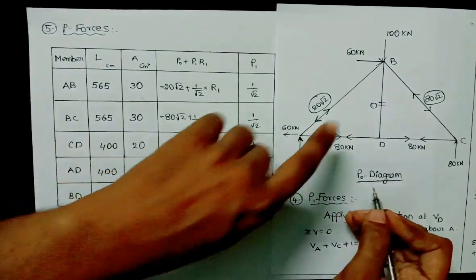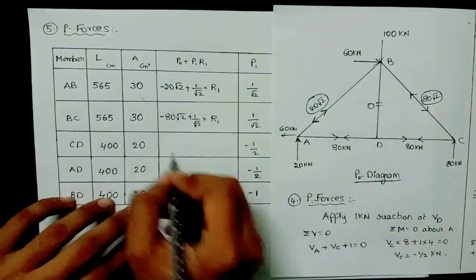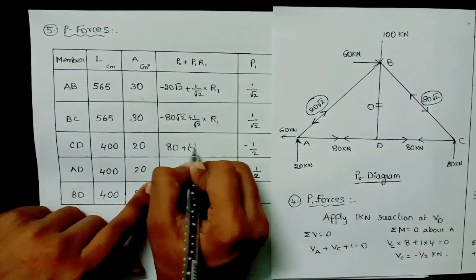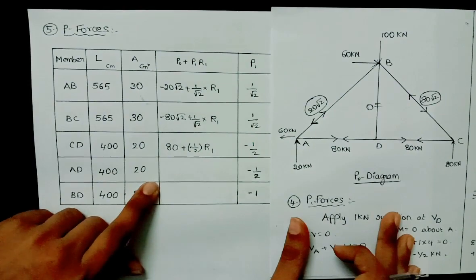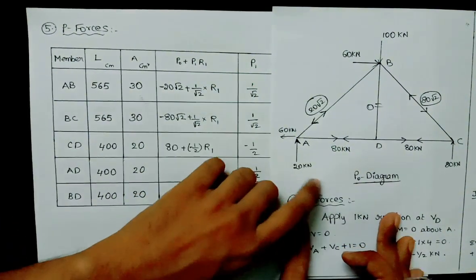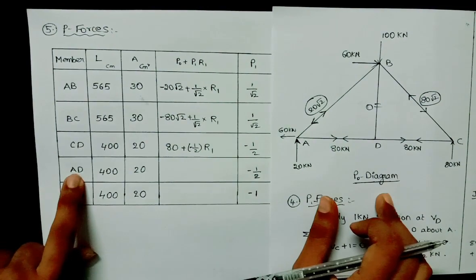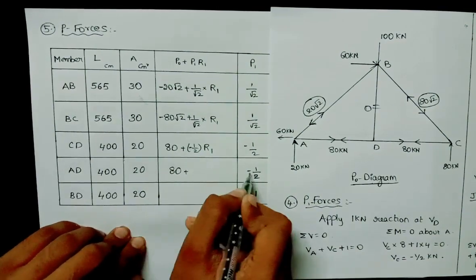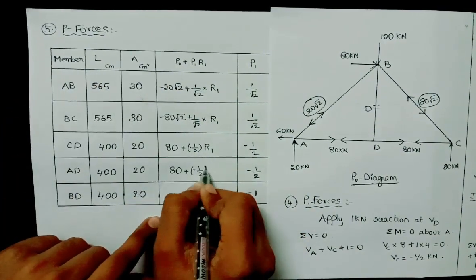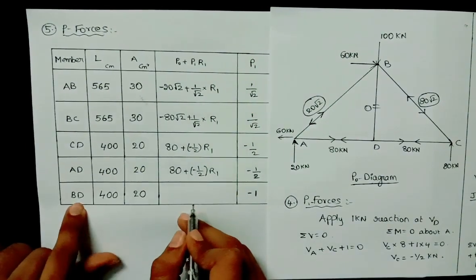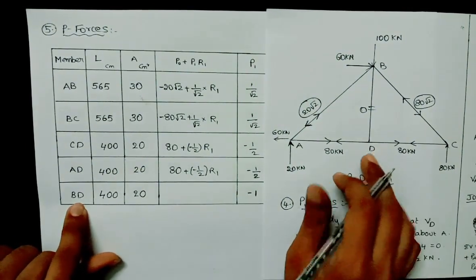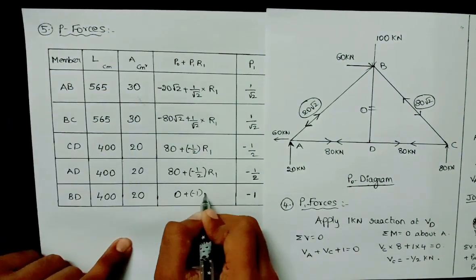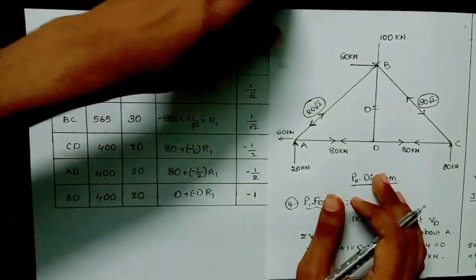For the member CD, it is 80 kilonewton tension, so positive value 80 plus the P1 value, minus 1 by 2 into R1. The P0 values are obtained from the P0 diagram. Similarly for the member AD, 80 kilonewton tension, 80 plus the P1 value, minus 1 by 2 into R1. For the member BD, it is 0, so 0 again plus the P1 value, minus 1 into R1. So we have obtained these values.